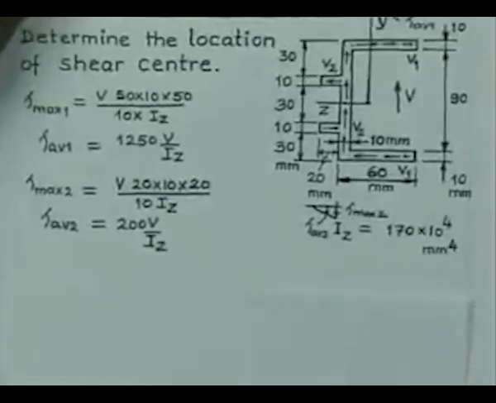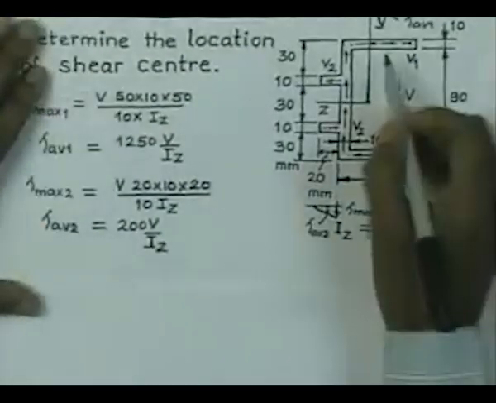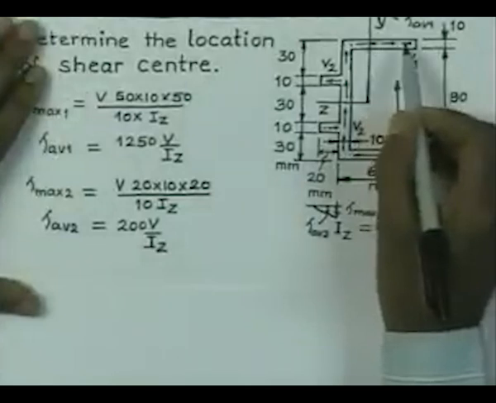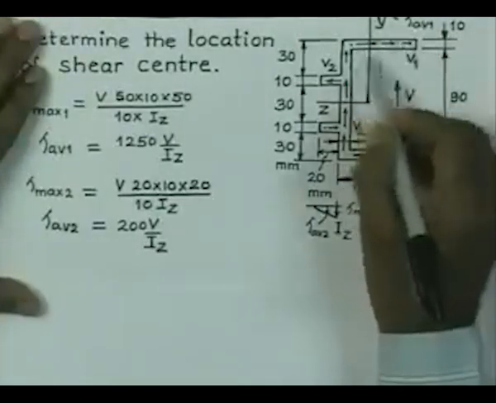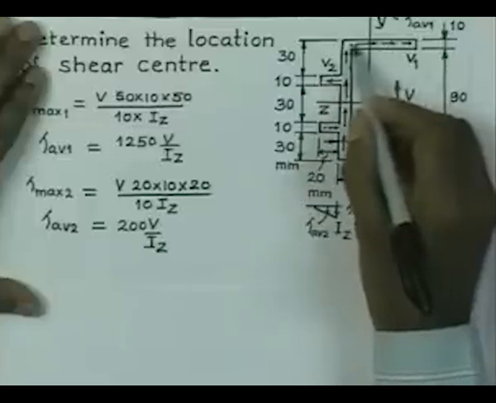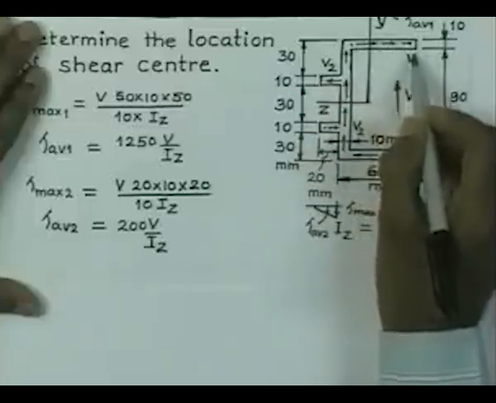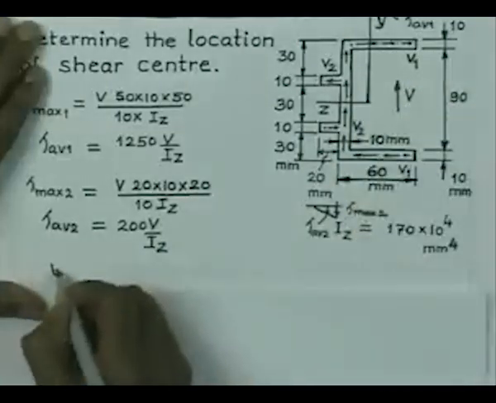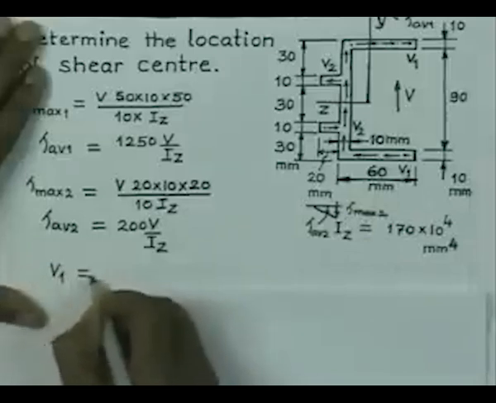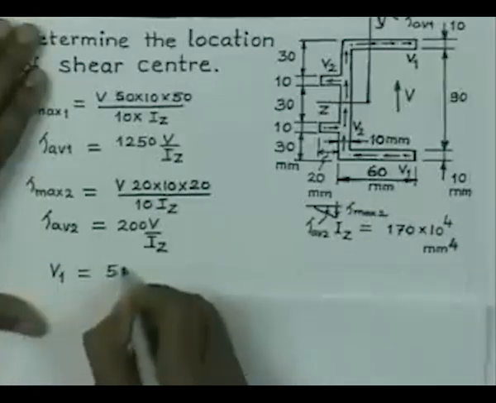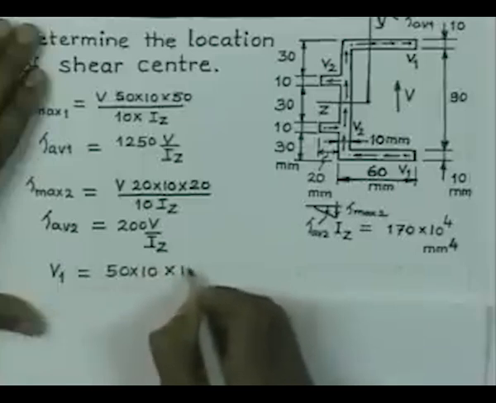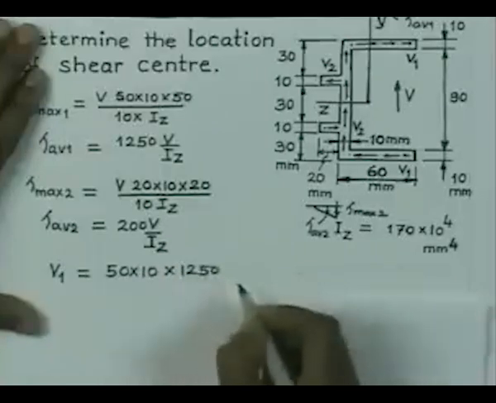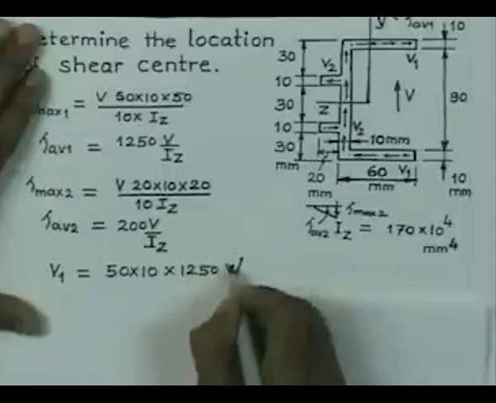So, we can now easily calculate the total shear force V1, which is nothing but average shear stress multiplied by the total area, which is 50 into 50 is this distance and into 10. So, therefore, we can now write that the total force V1 is nothing but 50 into 10 multiplied by the average shear stress, which is 1250 V by I z.